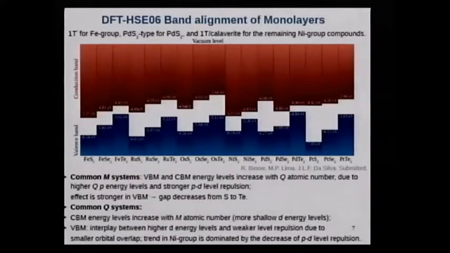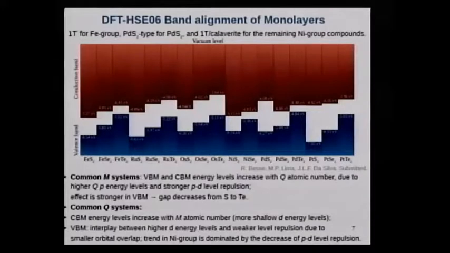For the common chalcogen systems, we see that substitutions in the transition metal increase the CBM energy levels with the increase of the transition metal atomic number, due to the more shallow d energy levels of the transition metals. As for the VBM, there's no clear trend among all the materials, because there is an important interplay between the higher d energy levels of the transition metal, which would lead to a higher VBM, and the increase in the atomic number of the transition metal, which leads to a weaker level repulsion, because the orbital overlap becomes smaller.